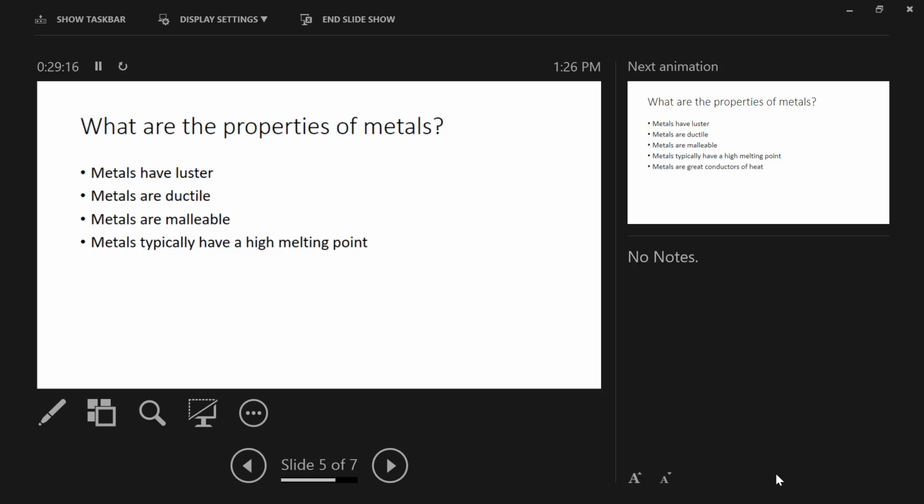It's beautiful. Yeah, mercury is liquid at room temperature, but it is absolutely a metal.